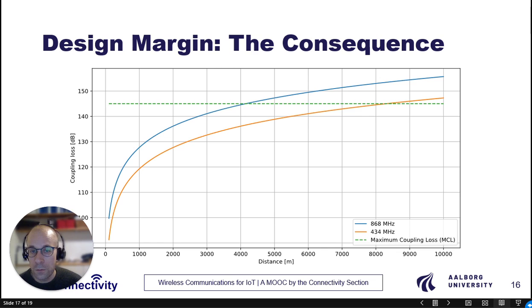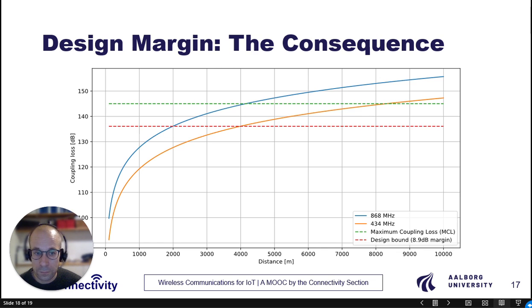If we were to introduce a design margin of the 9 dB, then we would effectively reduce our range to half. So as you can see, we would need much more base stations to cover the same area if we just introduce the design margin of 9 dB. So this is the exact same effect as accounting for a certain penetration loss.